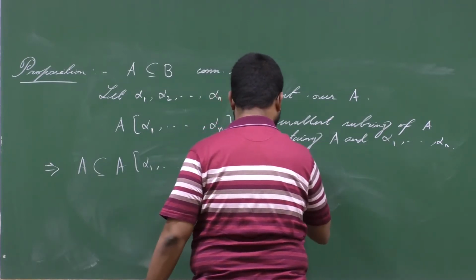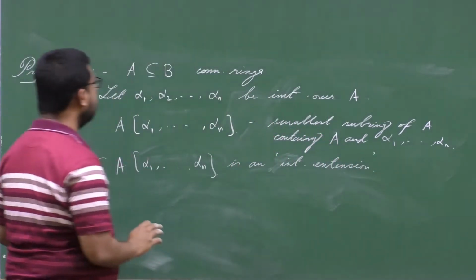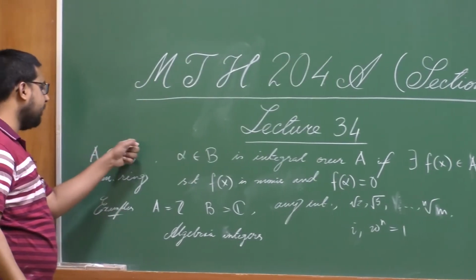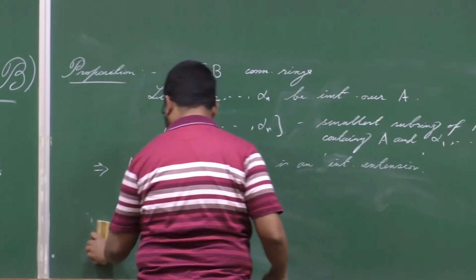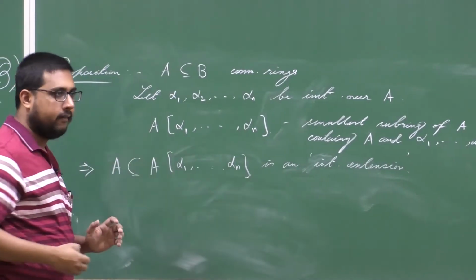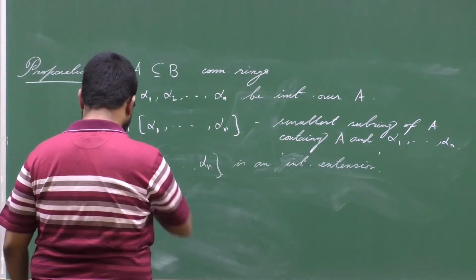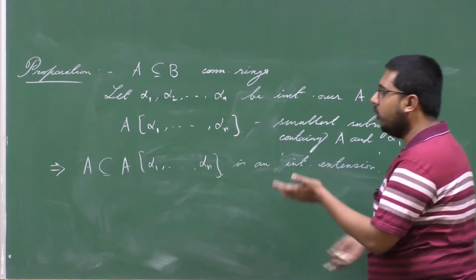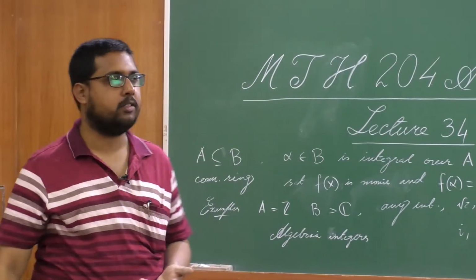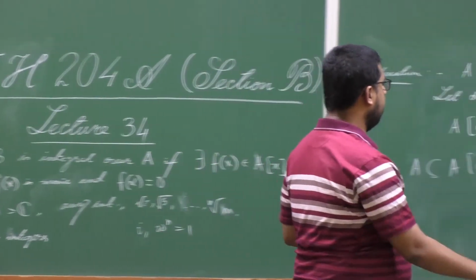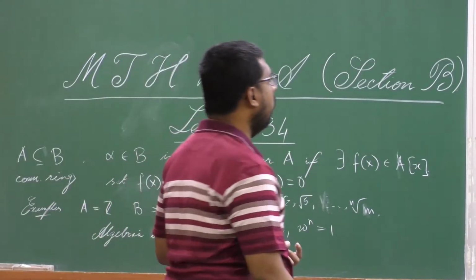I will tell you what it means. In an extension of rings A inside B, if every element of B is integral over A, then we call the extension integral. So what this means is every element lying here is integral over A, and that's actually quite easy to see. If you remember, we proved several other statements which are equivalent to saying an element is integral over A. One of them was that there is a subring C that contains A alpha, which is finitely generated over A.